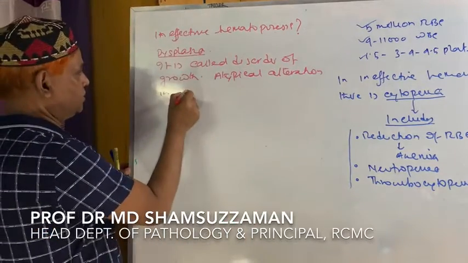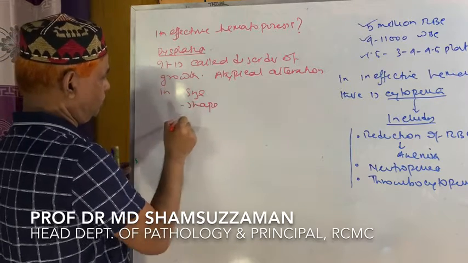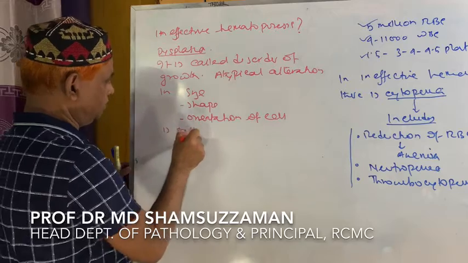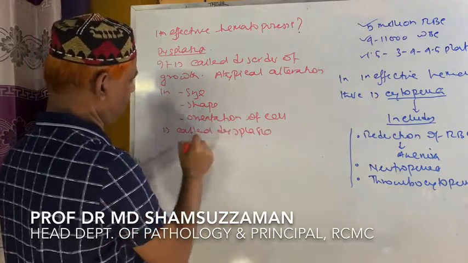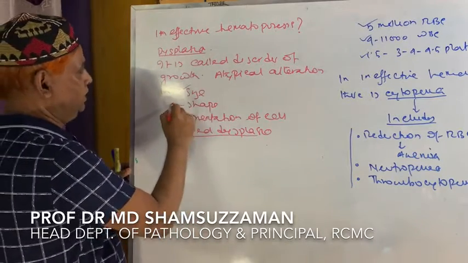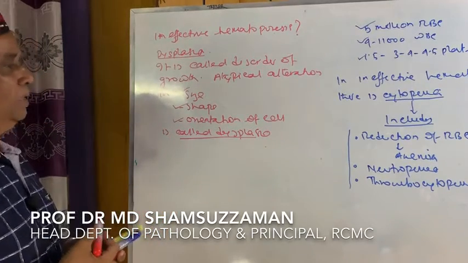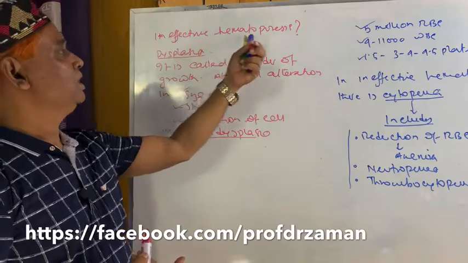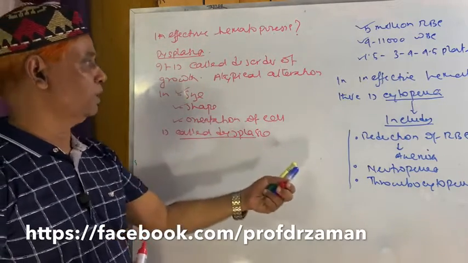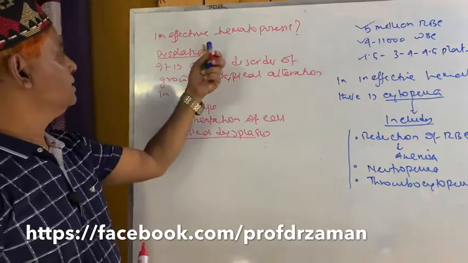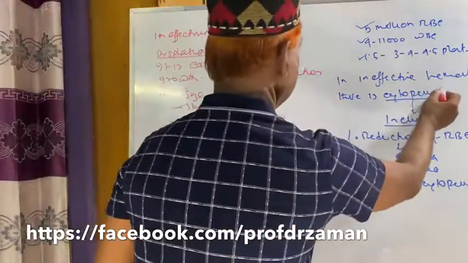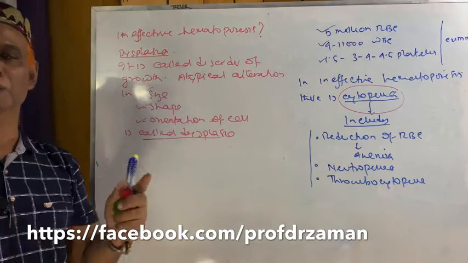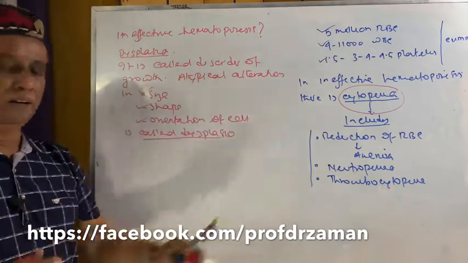atypical alteration in size, shape and orientation of cell is called dysplasia or dysplastic change. In myelodysplastic disorder there is dysplasia, so there is ineffective hematopoiesis. Due to dysplastic change in the bone marrow there is ineffective hematopoiesis, and as there is ineffective hematopoiesis there is cytopenia. As dysplasia or dysplastic change is nothing but a pre-malignant or pre-neoplastic condition, so it is a leukemia related disorder.